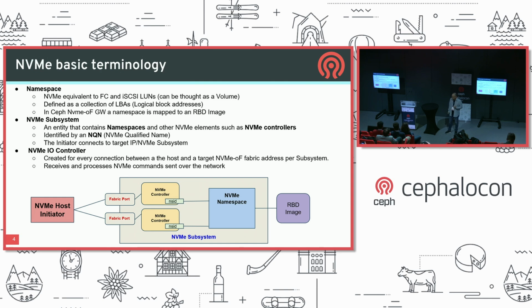We can see an example here in this drawing: an initiator that made two connections to the NVMe-oF gateway target. In this example, we can think about two different IPs, and we can see that we have two NVMe controllers. Both controllers serve IOs to the same namespace, and eventually the IOs land in the Ceph RBD image.